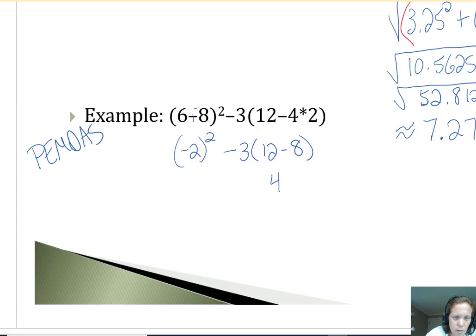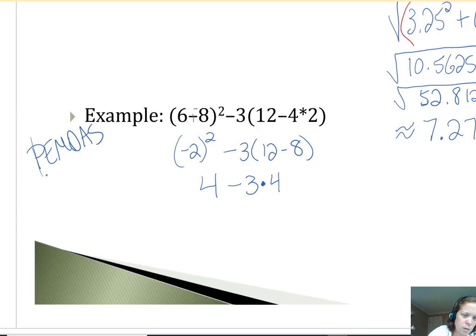Now when I bring down this 3 in front, minus 3, what's going on between that 3 and the parentheses, if I don't see anything, that's multiplication. And at this point, I could drop those parentheses. I can keep it 3 parentheses 4, but I'm going to end up next doing 3 times 4. So I did everything in the parentheses, so I can drop them right now. Now back to that negative 2 squared. Negative 2 times negative 2 will be a positive 4.